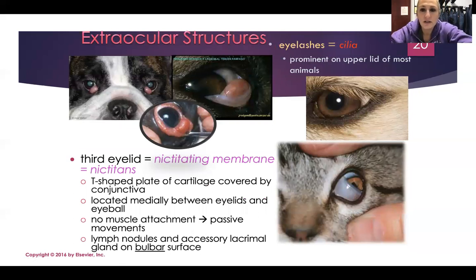Continuing on extraocular structures, oh, there you can see that eyelashes are cilia. That's right there, prominent on the upper lids. That was already on there. I forgot I added that.